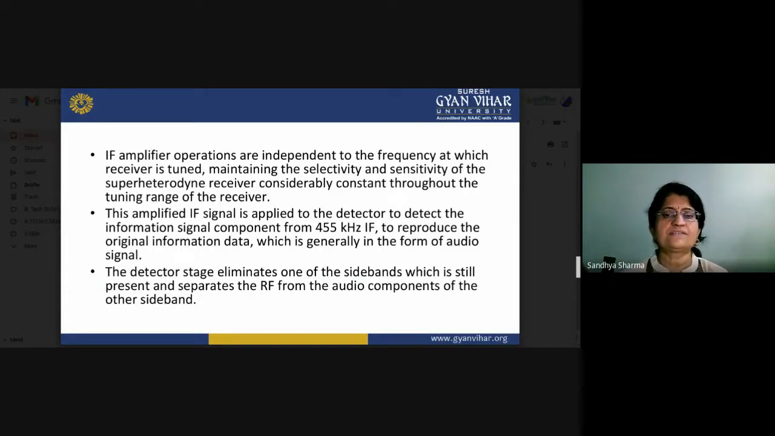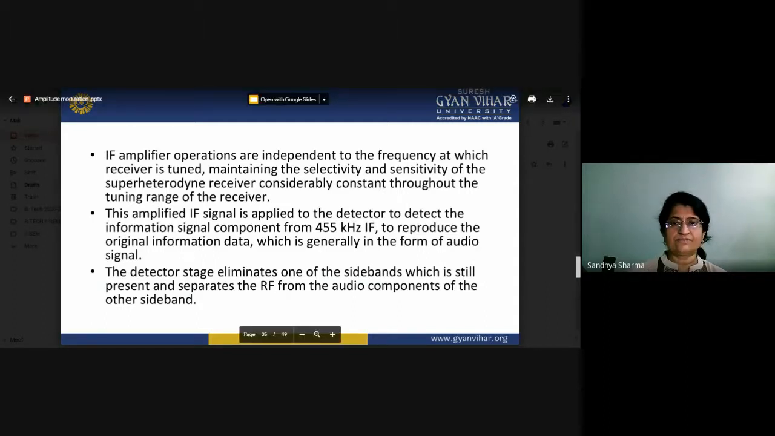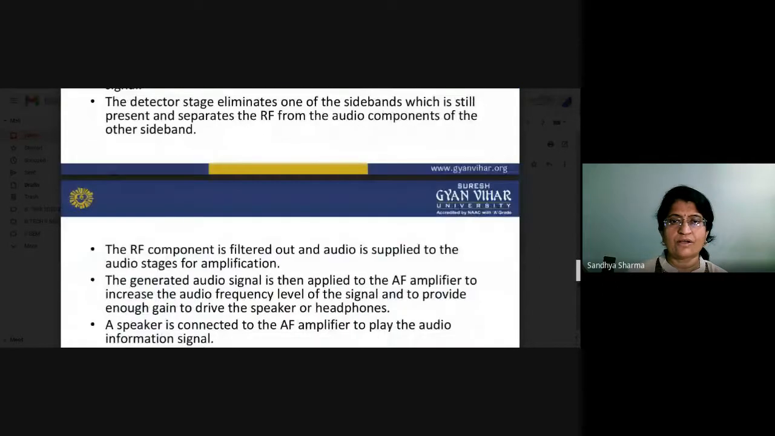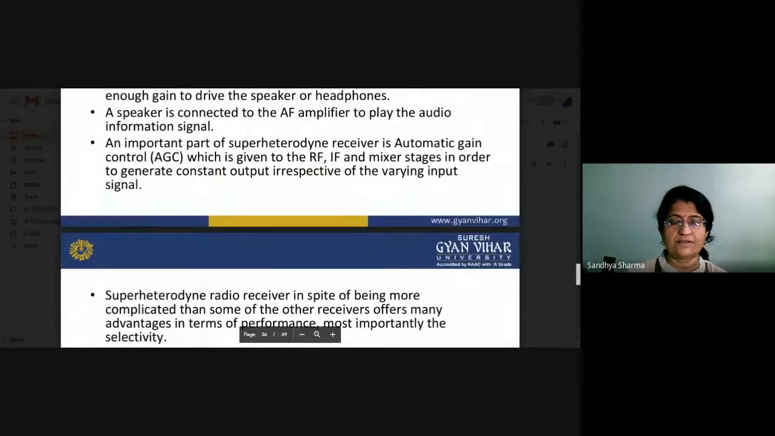The amplified IF signal. So what type of IF signal do we have to receive? It is amplified to the detector, which detects the information signal component, and that is 455 kilohertz. So this is the image signal. Generally, after one or two slides, we will discuss that. The detector stage eliminates one of the sidebands which is not presently used. Okay, so always we have to use the present scenario.